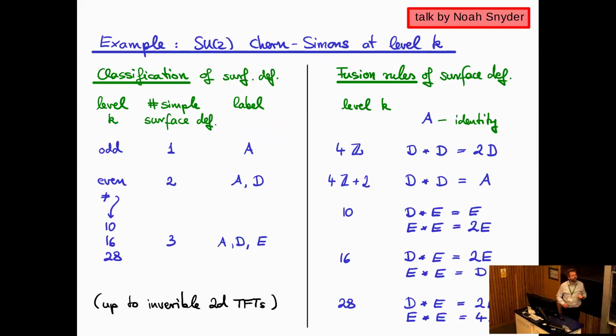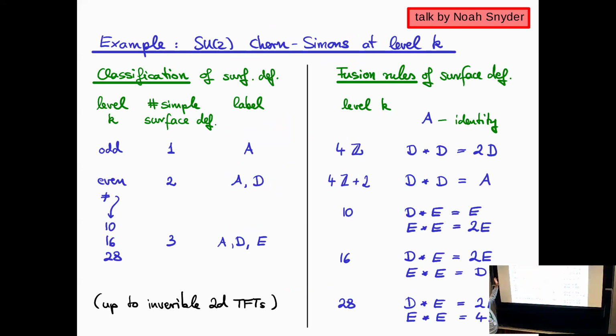So here are some examples, which we have already seen some of in Noah Snyder's talk. So in SU(2) Chern-Simons theory at level k, you can ask, what surface defects do I get by that method? And you get this ADE classification. So how many simple surface defects you have in the theory depends on the level, and depends on odd, even, or whether it has these 3 special values. And you either have only 1 surface defect, which will be the transparent one, so the trivial, the identity one, or you can have 2, or you can have 3.